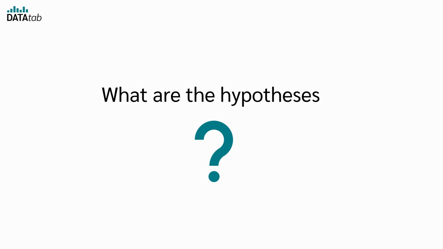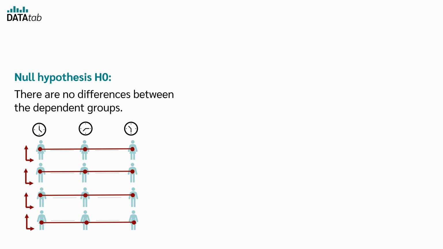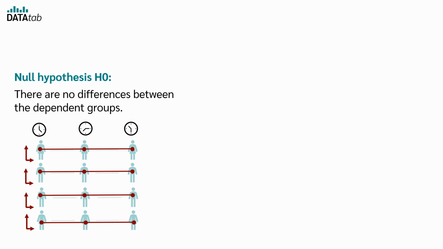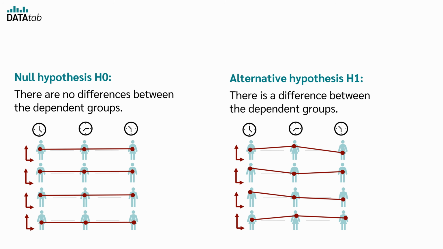What are the hypotheses for repeated measures ANOVA? The null hypothesis for a repeated measures ANOVA is that there are no differences between the means of the different conditions or time points. In other words, the null hypothesis assumes that each person has the same value at all times. The values of the individual persons themselves may differ, but one and the same person always has the same value. The alternative hypothesis, on the other hand, is that there is a difference between the dependent groups.